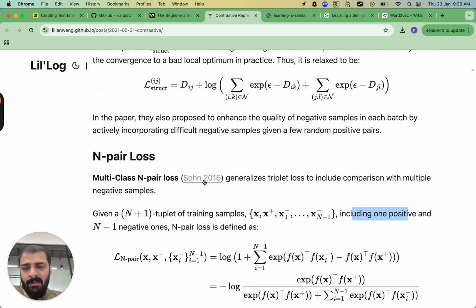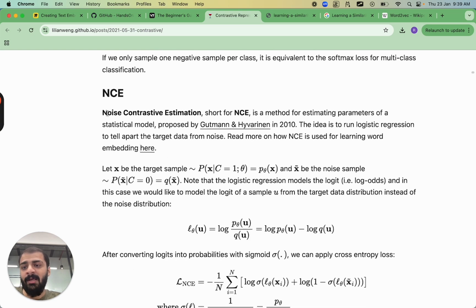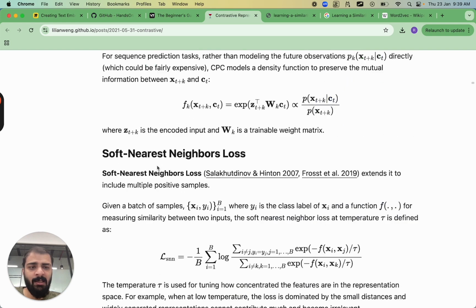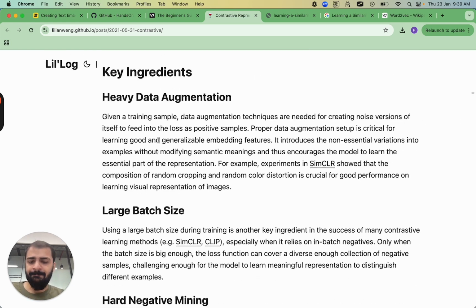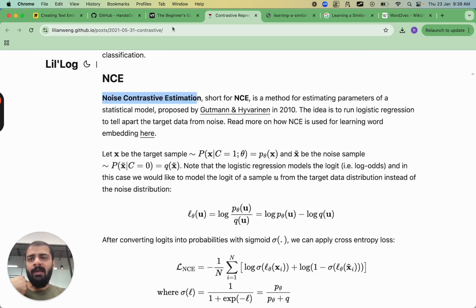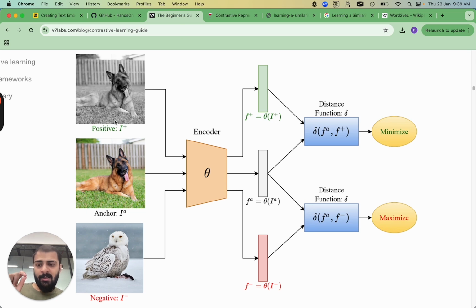I'll share the papers for all of these types of losses so that you can take a look. Then other types of losses are noise contrastive estimation loss, the InfoNCE loss, soft nearest neighbors loss. There are various types of losses, but this is the loss function. And the whole goal of all of these loss functions is the same. We need to make sure that the positives with respect to the anchor are closer in the vector space and the negatives with respect to the anchor are farther apart in the vector space.